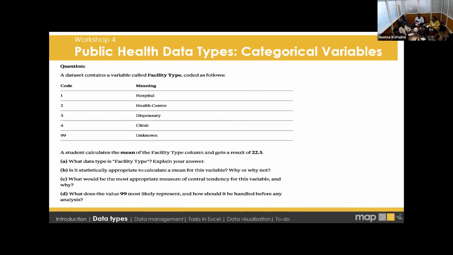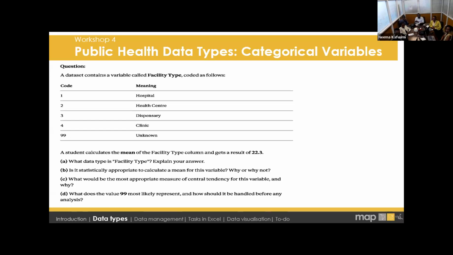Question B: is it statistically appropriate to calculate a mean for this variable? There's an additional explanation from Kaiser of why he thought it was ordinal. That's great, because you can see the numbers seem to be correlated to different levels. So he was saying that the facilities are ranked. Thanks, Kaiser. That takes us to the second question.